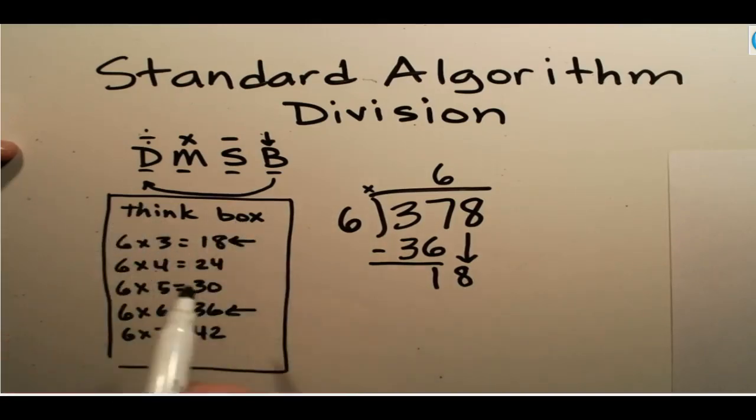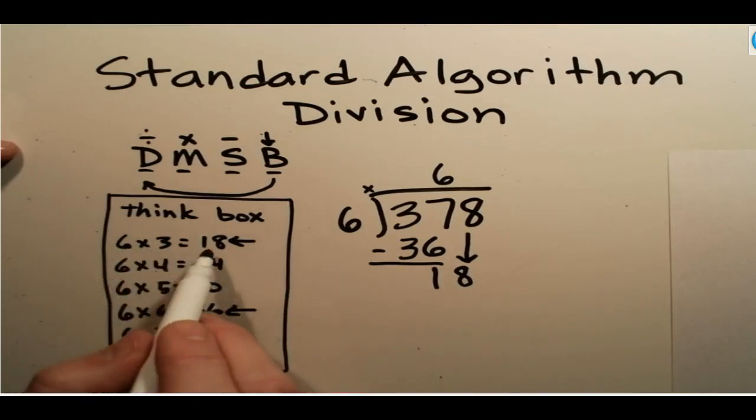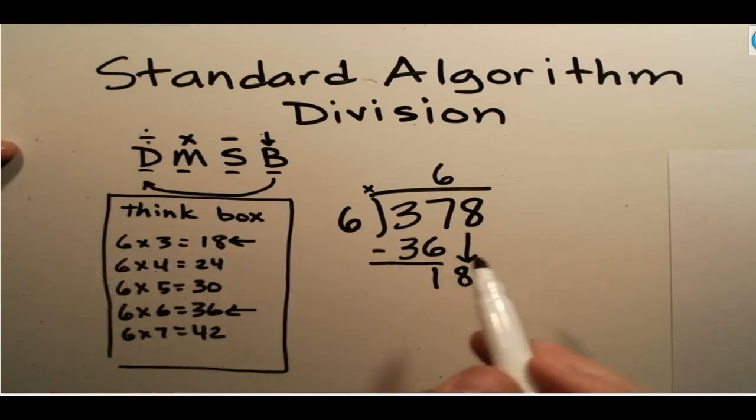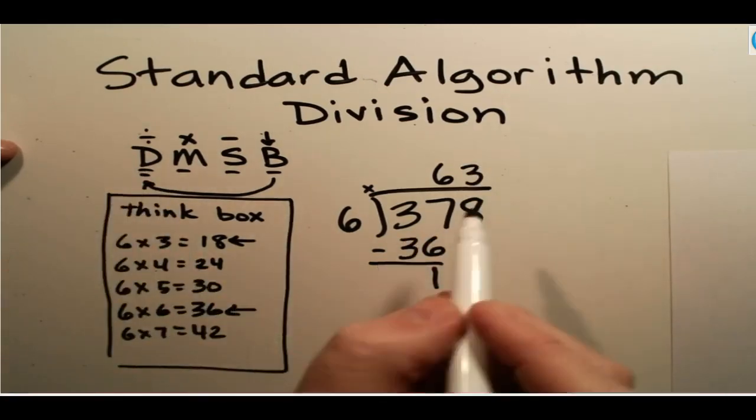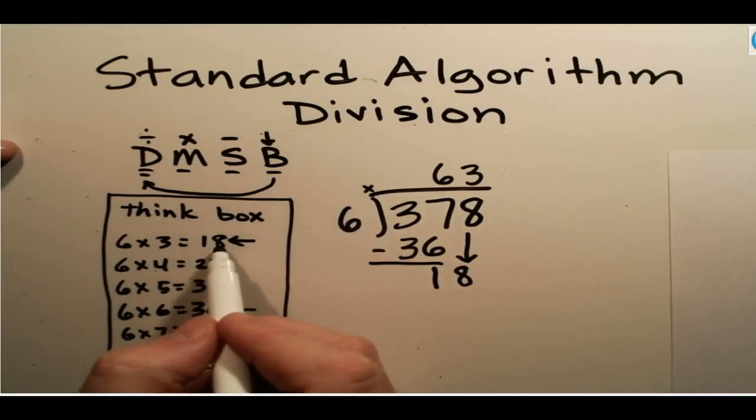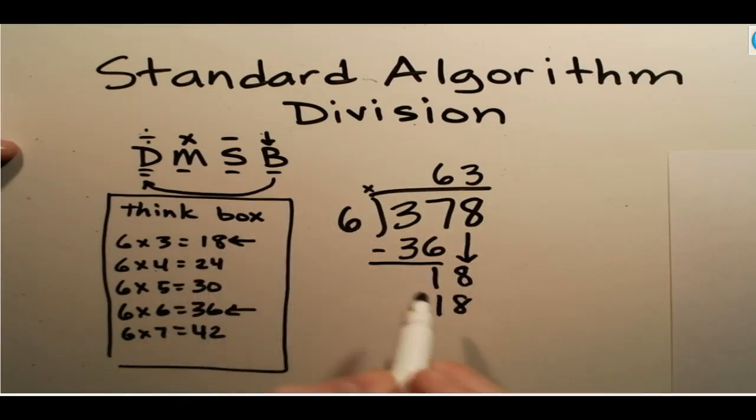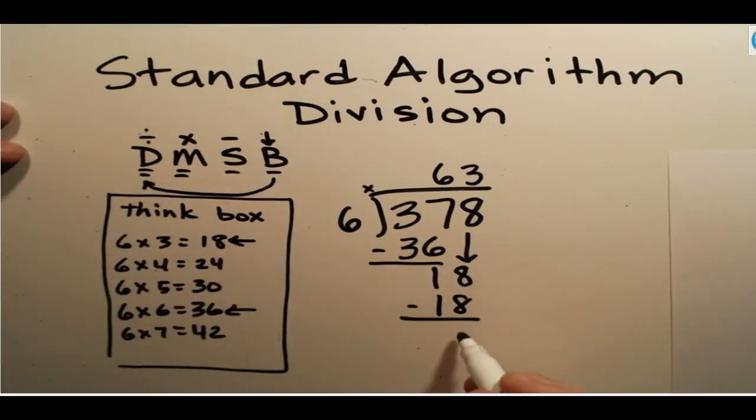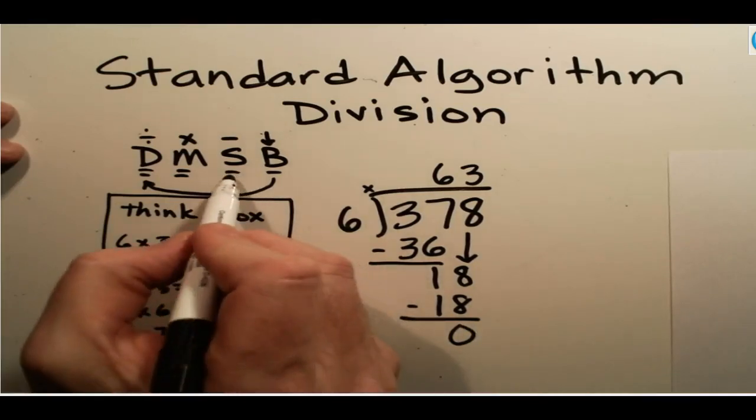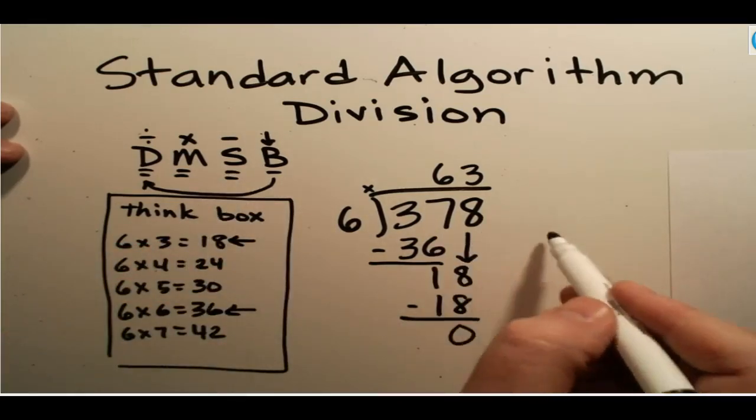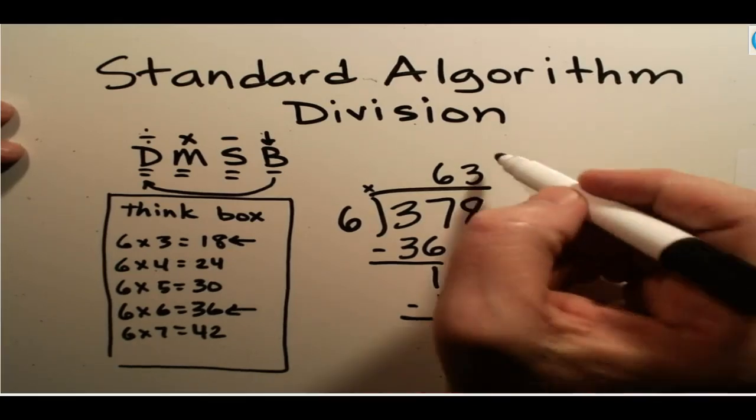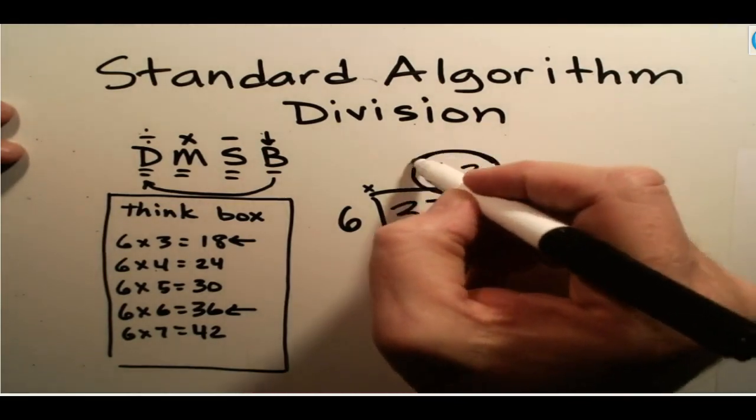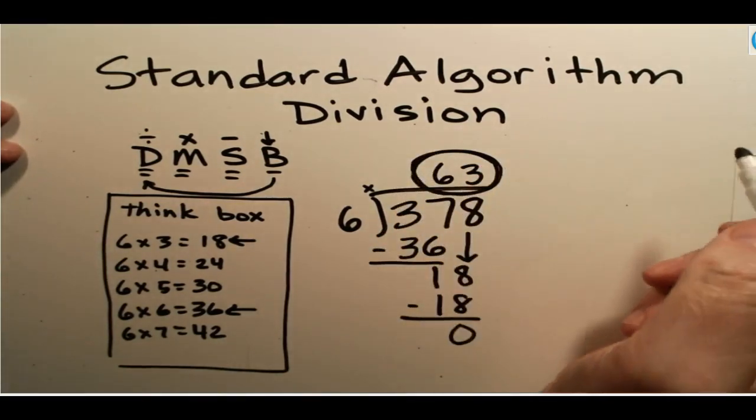My little think box paid off already. So 6 times 3 is 18. So 3 times. All right, my divide step is done. Multiply. 3 times 6, well, I already know. It's 18. Multiply step. Done. Subtract. 18 minus 18 leaves me with 0. Subtraction step. Done. There is nothing left to bring down, so we are done with this problem. We are finished. My answer is right here, 63. This is our quotient, which is the answer to a division problem.